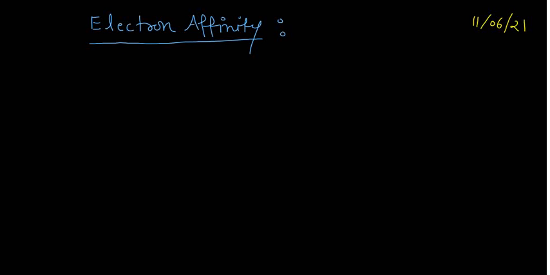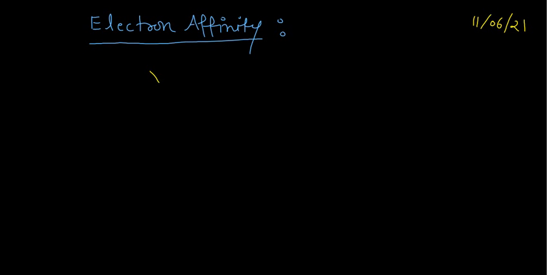So what is electron affinity? For your convenience, I am taking a particular example. Say I am having a non-metal X in the gaseous state, and I add one electron to it to convert that species into an anion in the gaseous form. Then definitely some energy would be released, and that energy would be your electron affinity.